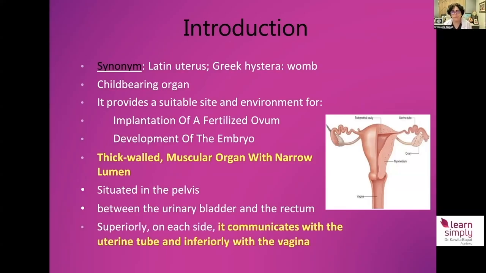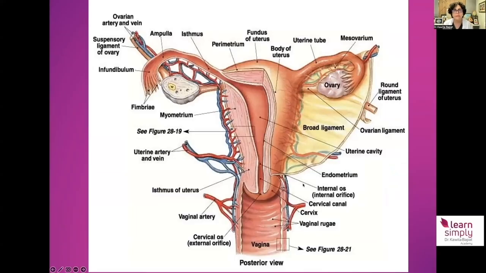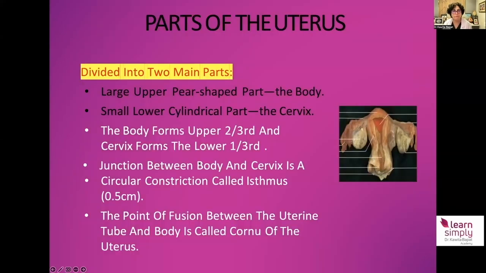Superiorly, on each side, it communicates with the uterine tube, and inferiorly with the vagina. It's nothing new I'm going to talk about, it's just a revision. This is the uterus, which we all know. It's a big, full photograph of this. So what are the parts of the uterus?